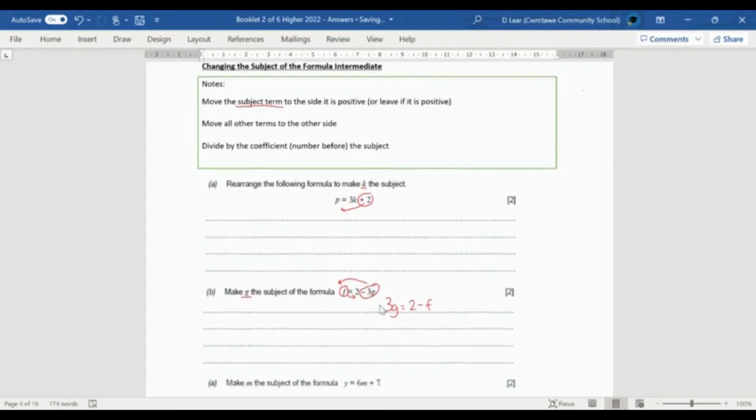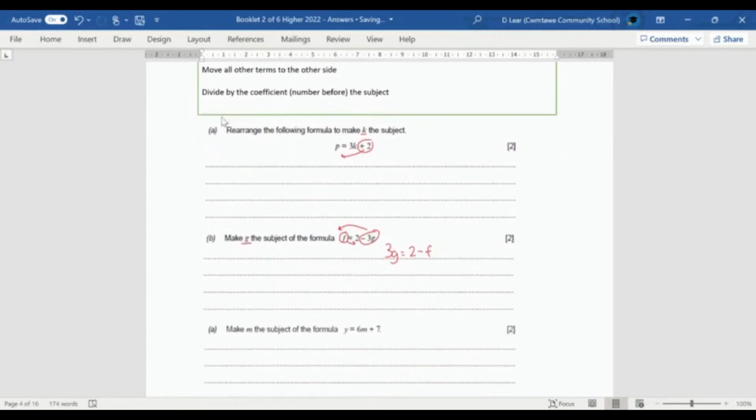I'm just going to finish this one here now that I'm here, okay? My third step, divide by the number before the subject, which we call the coefficient. So before the subject here, g, is the number 3, and that 3 is times in that g, and the opposite of that is to divide by 3.